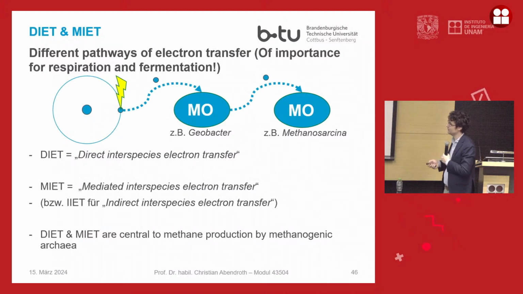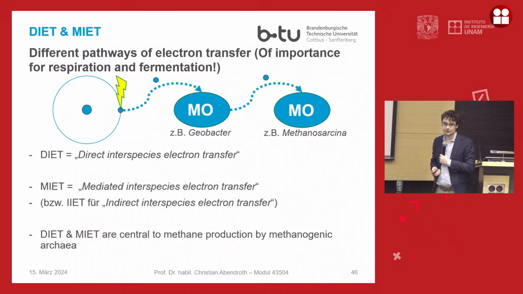But now there's another way. Instead of sending the electron packed in hydrogen or acetate, you could try to move it more directly to the methanogen using these kind of conductive fibers we talked about, these nanowires. So they're electrically connected, and like this they're sending the electrons to each other.